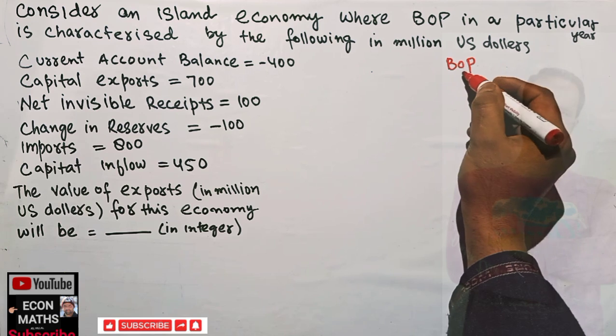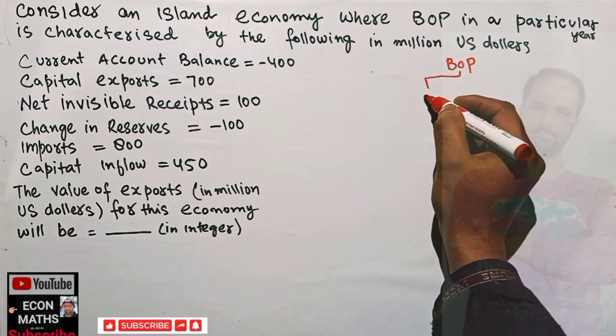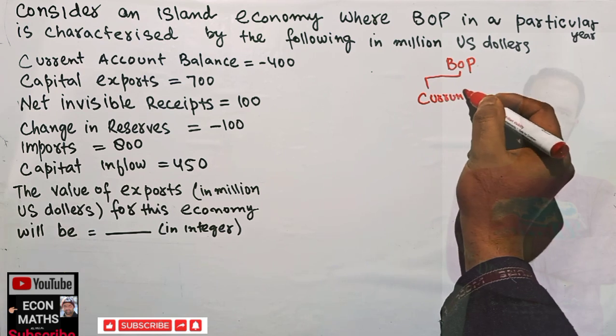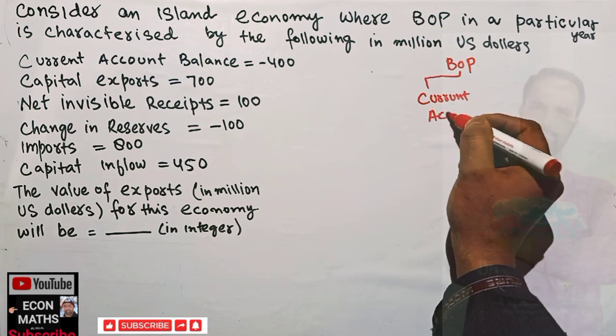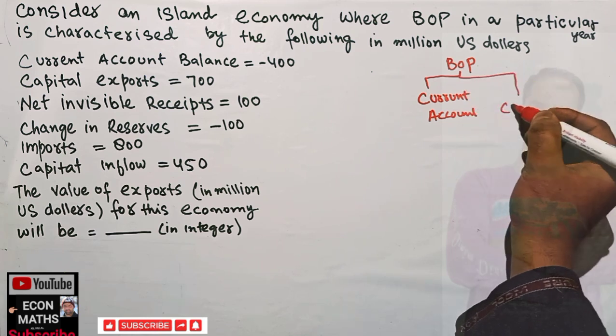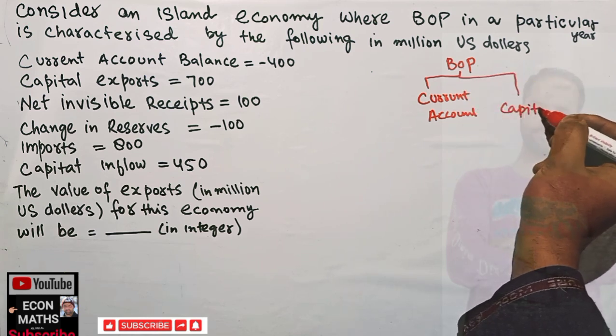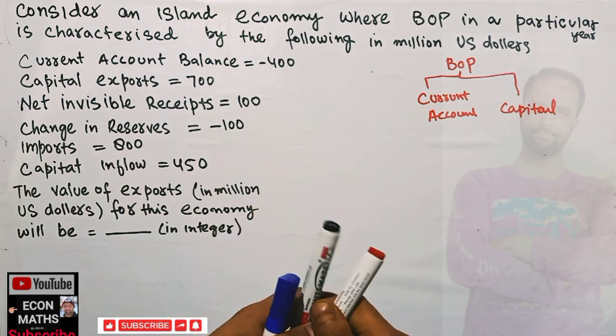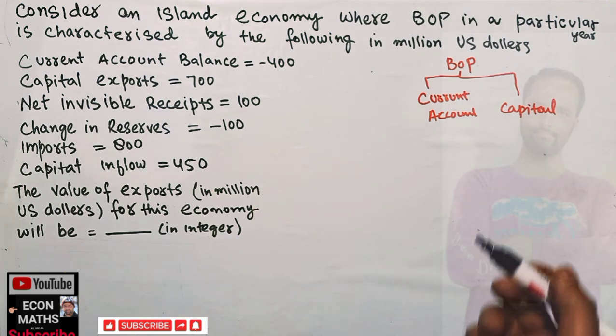If we see our balance of payment, it has two components: what we call the current account, and the capital account. I will not go into the detail, but I will show you what is in the current account and what is in the capital account.